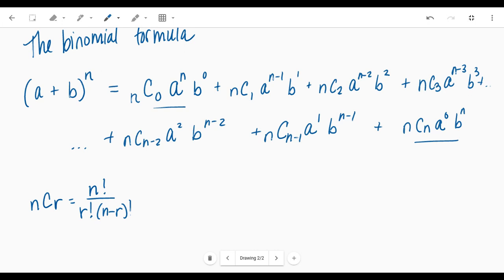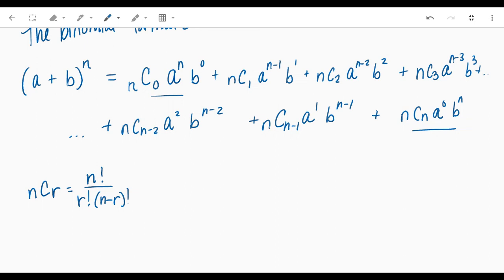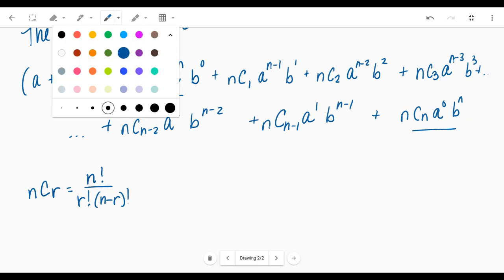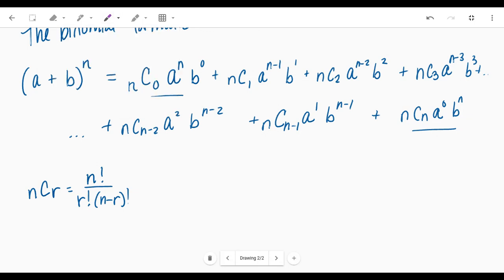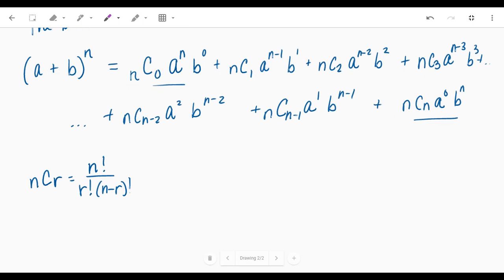So your question might be, why would I ever want to use this long formula? Well, the reason you would want to use this is if you are expanding to a really high power. If we had (2 + x) squared, we're not going to use the binomial formula. It follows that structure, but we don't want to have to use it. We can just square that.